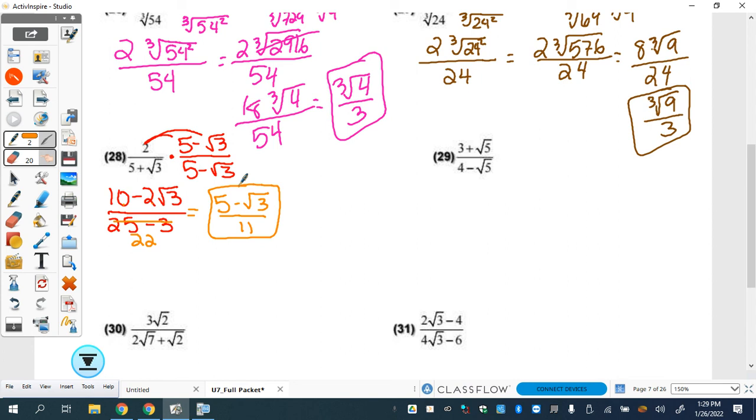It has to be all 3 of those. So that number, the one in front of the radical, and then the one in the denominator, they all have to be divisible by the same number to reduce those. 29, what are we going to multiply that one by? 4 plus radical 5. Conjugate of the denominator always.